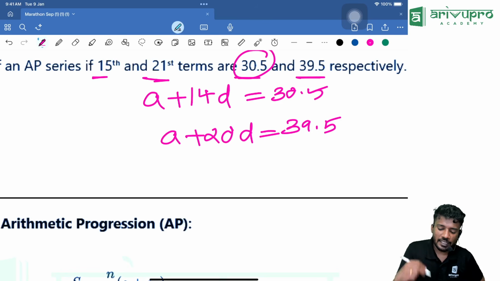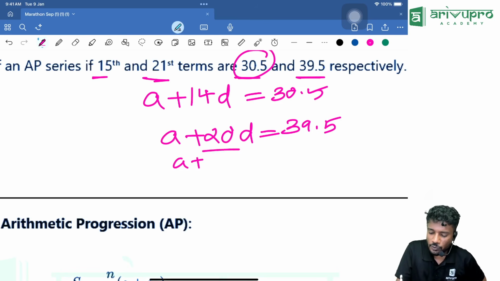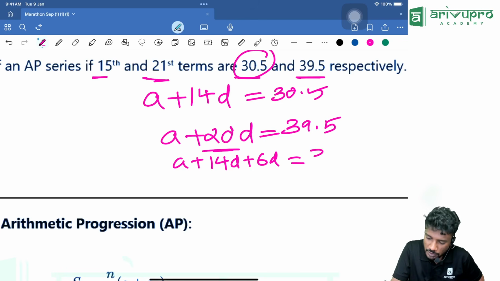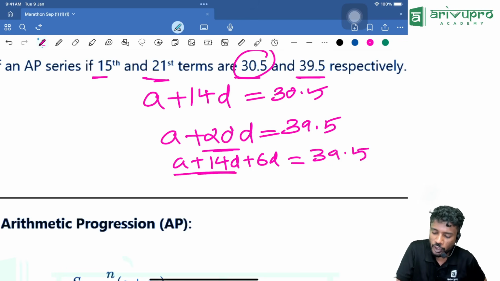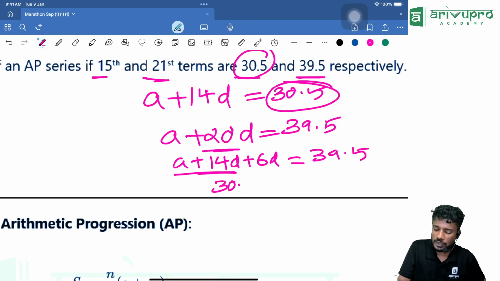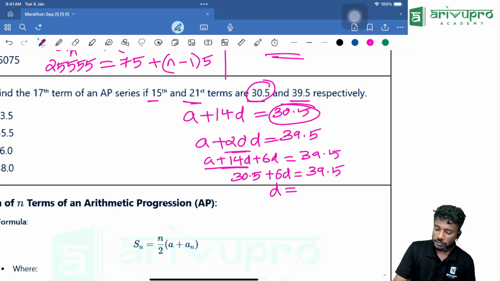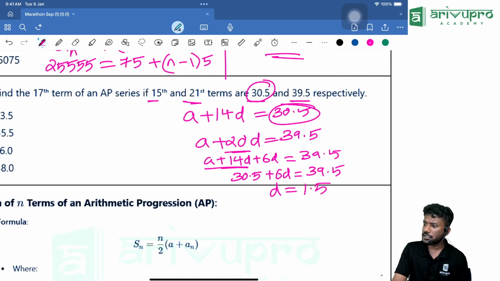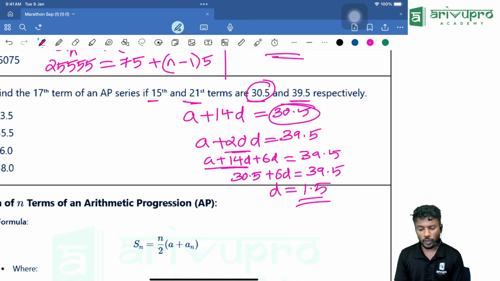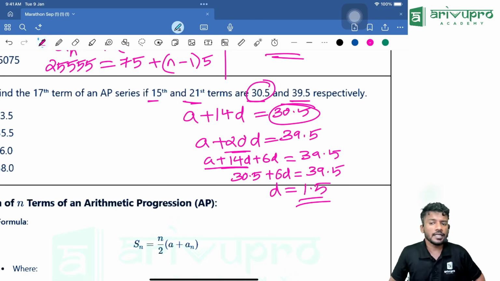Now, how to find the value of A and D? We will write A plus 14D plus 6D, which is equal to 39.5. Instead of A plus 14D, what will you put? 30.5. So 30.5 plus 6D is equal to 39.5. What is the value of D? 1.5. Checking it. Yes, D is equal to 1.5: 39.5 minus 30.5 divided by 6.